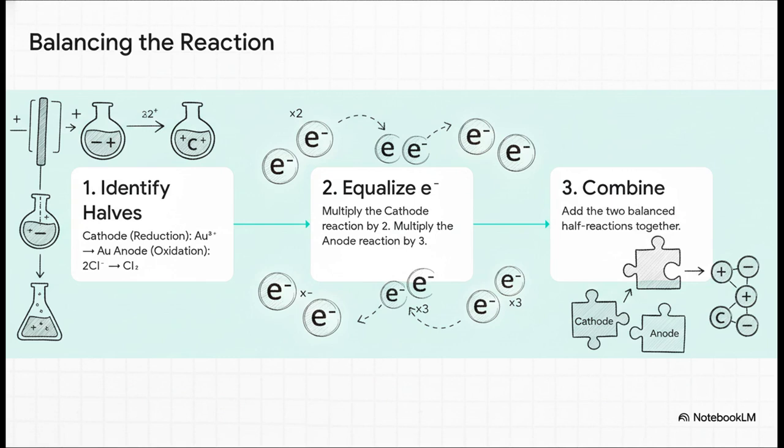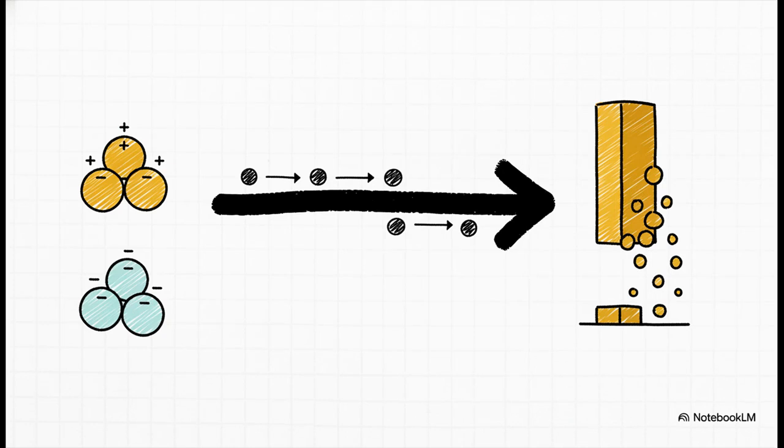Okay, so now we know what's happening on each side. To see the whole picture, we need to combine them. But you can't just smash them together. Chemistry is all about balance. The number of electrons released at the anode has to be exactly the same as the number of electrons accepted at the cathode. So we'll do a little multiplication to find a common number of electrons, which in this case is 6. And boom, here's our final balanced equation.